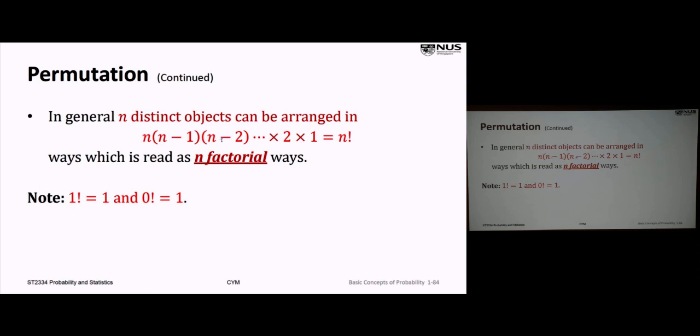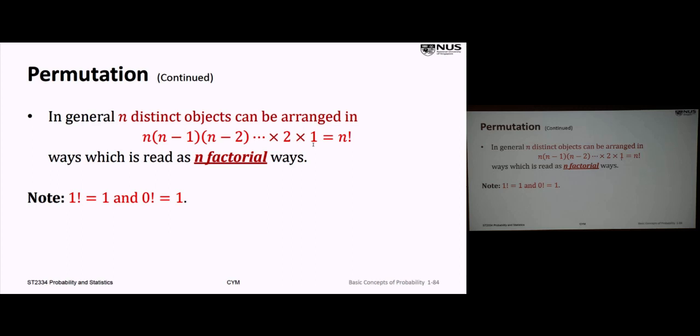Okay, I go to my third experiment. I've already used 2 of my items, whatever they are. I have n minus 2 left, and I'm going to choose any one of those. So I have n minus 2, and I keep on doing that. I have n minus 3, and all the way until I get down to 1. By definition, n factorial is n times n minus 1 times dot dot dot times 1.